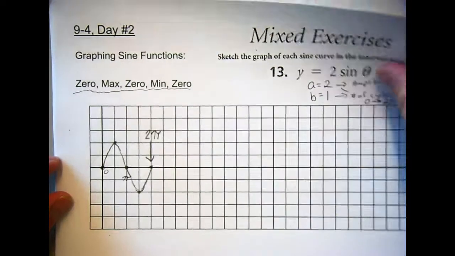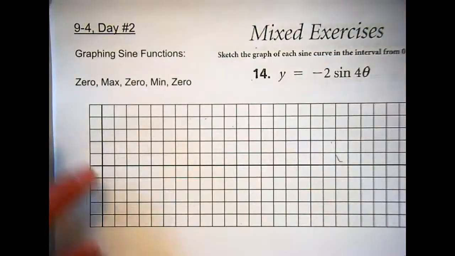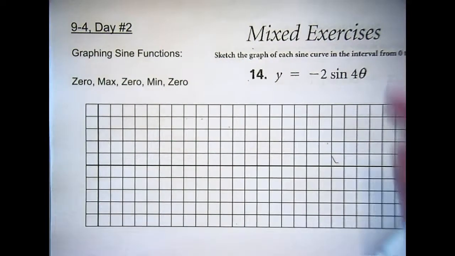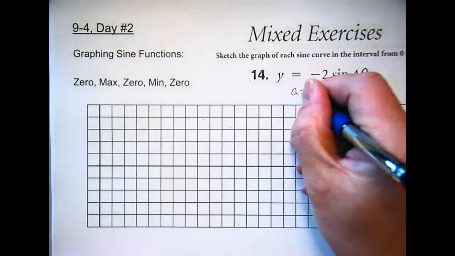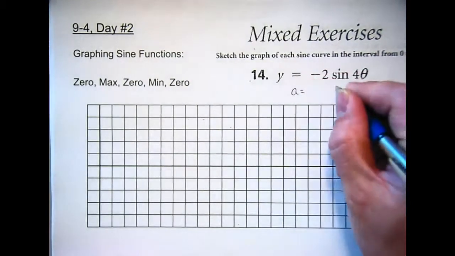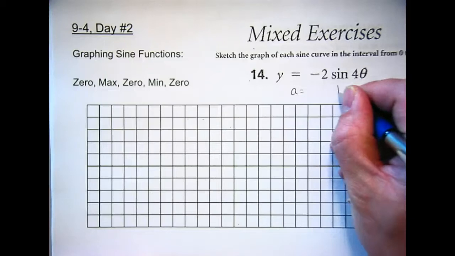Okay. They're going to get a little more complex. Let's try the next one, number 14. Give it a go. You may want to list what A and B are first. It may help you out. At least what your amplitude and your period are, or your number of cycles are.